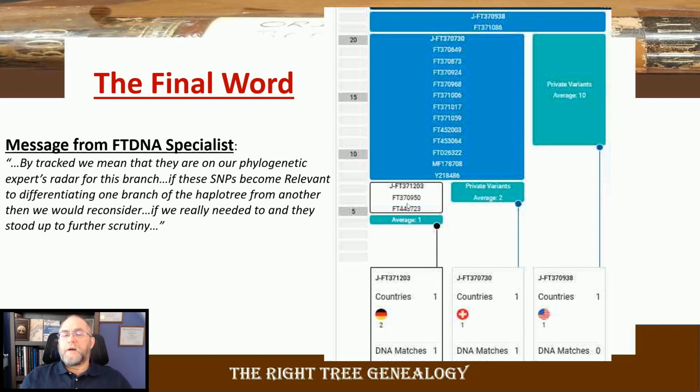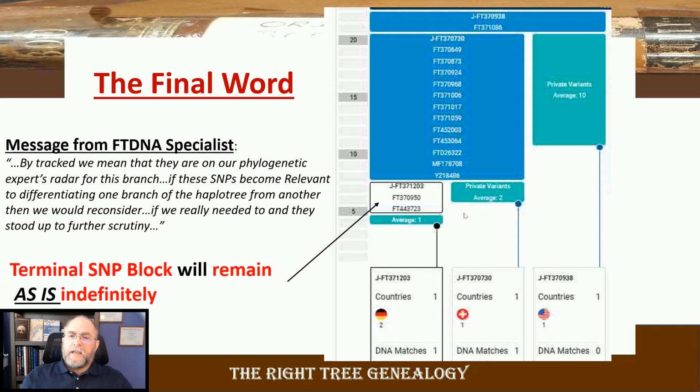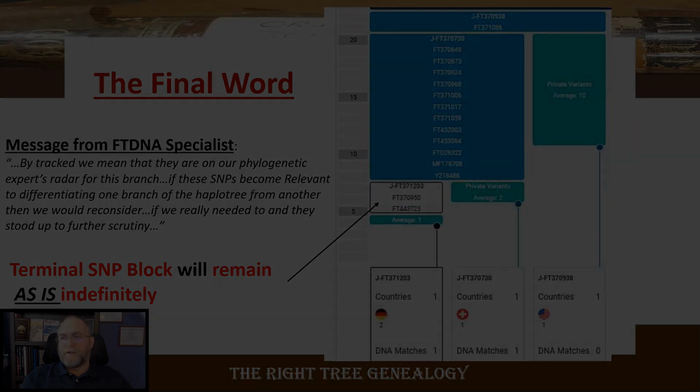If this breaks up and only his first cousin once removed and him have it, and those second cousins, fourth cousins, etc. do not have it, or they break up here, then they can show them on the tree. So that means the following. The terminal SNP block will remain as is indefinitely. That's the conclusion of this series.